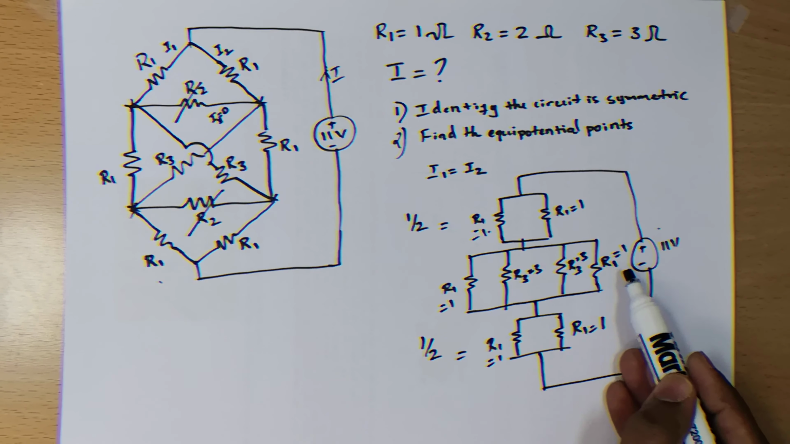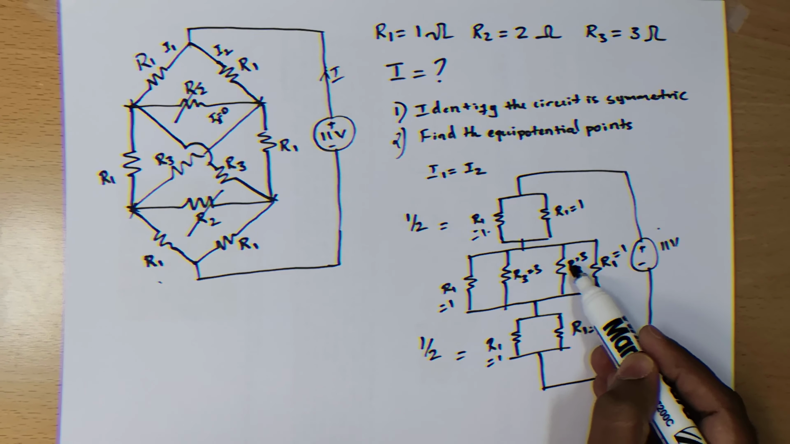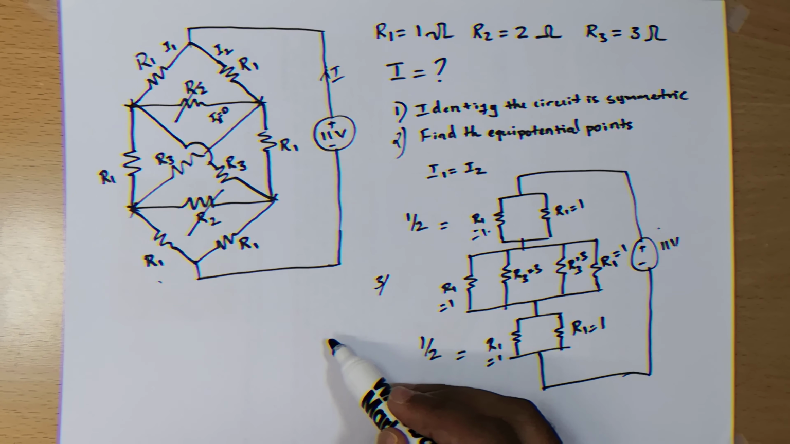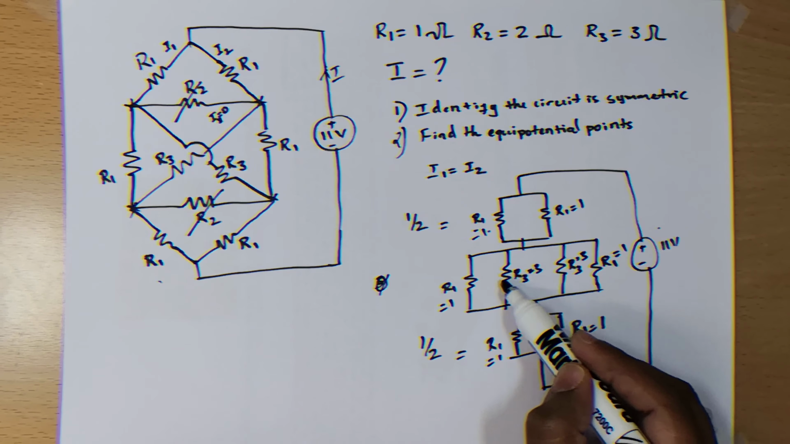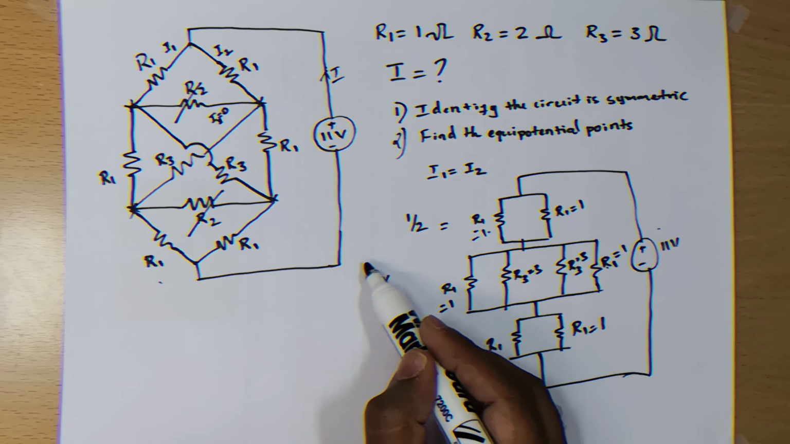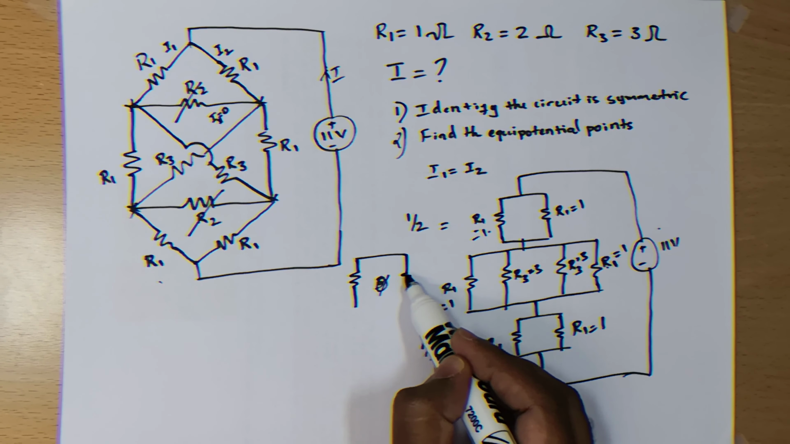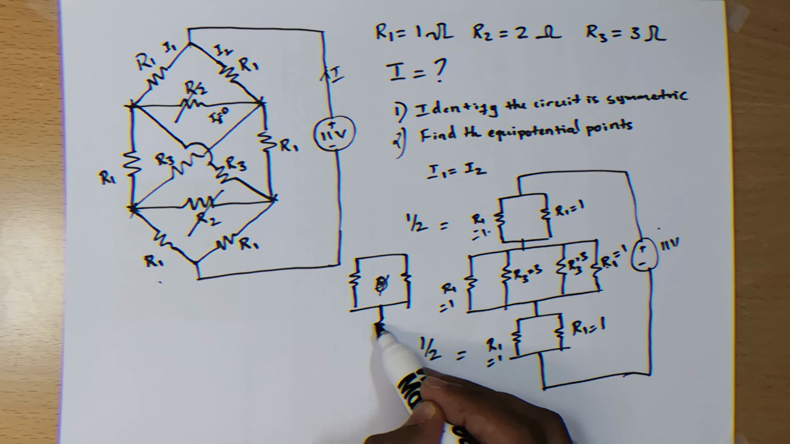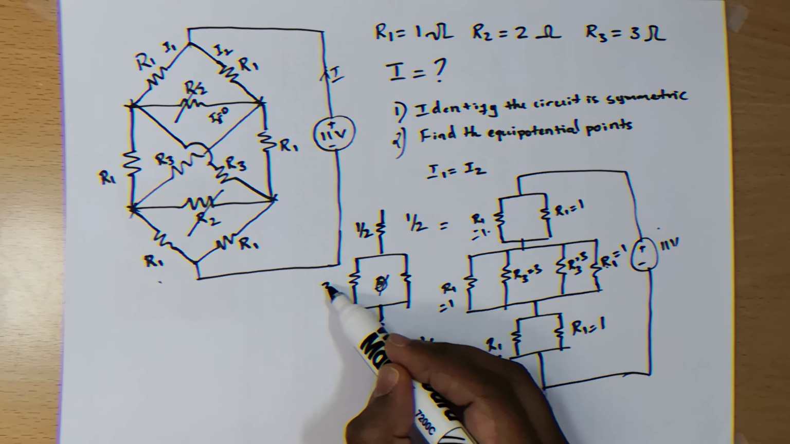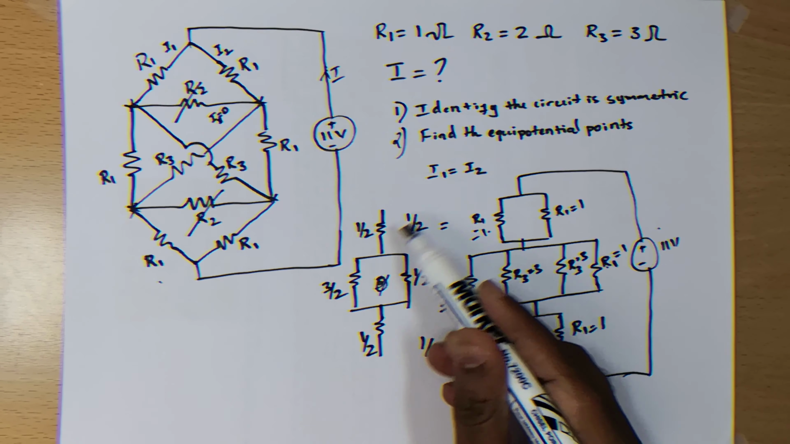And then if you look here, I will just do these calculations in my mind. This and this are in parallel, R3 and that, so the resistance will be 3 by 2. Here the equivalent resistance is 3 by 2 and it's 1 by 2. So the equivalent circuit is 1 by 2, 1 by 2, 3 by 2, and 1 by 2. Now these two are in parallel, so it's quite easy.